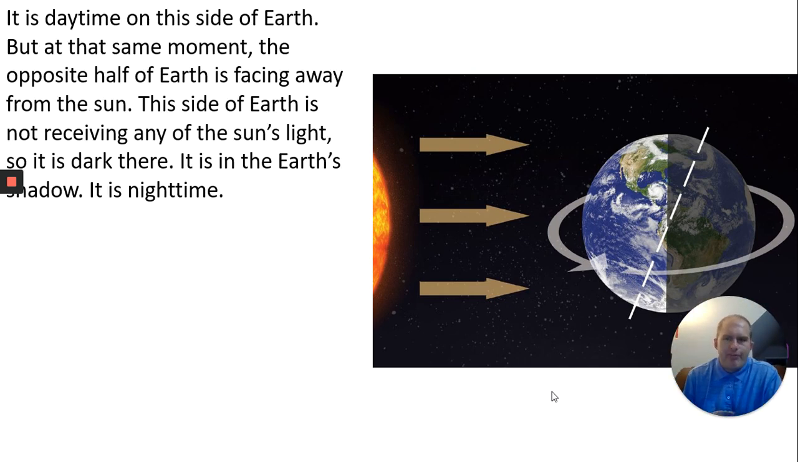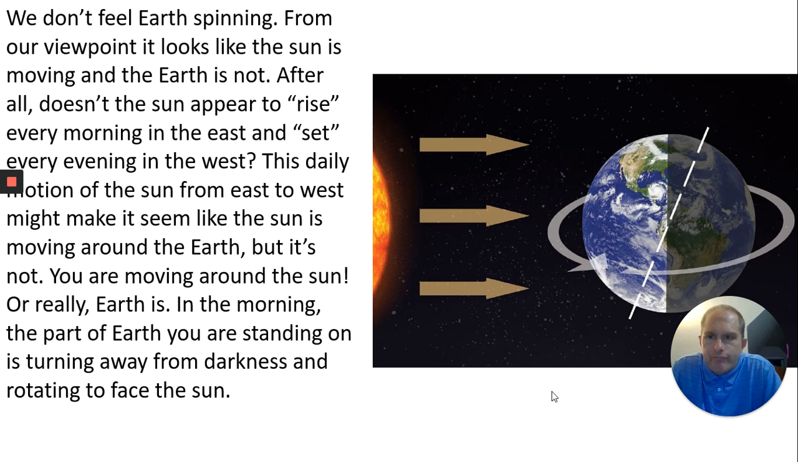It is daytime on this side of the Earth, but at the same moment, the opposite side of the Earth is facing away from the sun. This side of the Earth is not receiving any sunlight, so it's dark there. It is in Earth's shadow. It is nighttime. It's like when you stand outside on a sunny day and face away from the sun, and you have the shadow in front of you that's keeping the front half of you in the dark, not with the sunlight. Your body is the shadow that is cast. That's what you see. So the Earth's shadow is nighttime.